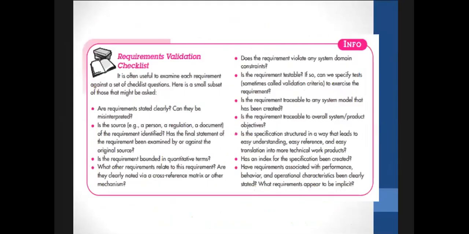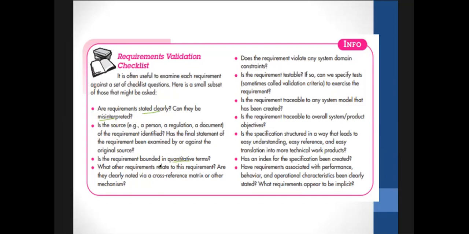Now the next, within the requirement checklist, we've got a set of questions that can be asked. Are requirements stated clearly, or can they be misinterpreted? That is, you're going to identify any ambiguities within the software. Is the requirement bounded in quantitative terms? That is, whether you can quantify all of your requirements.